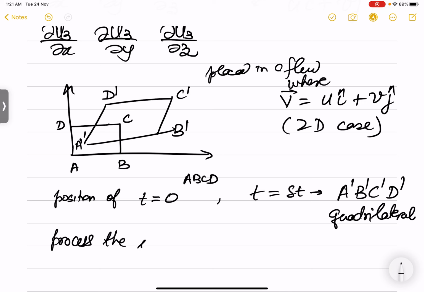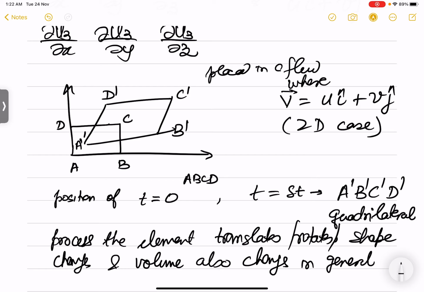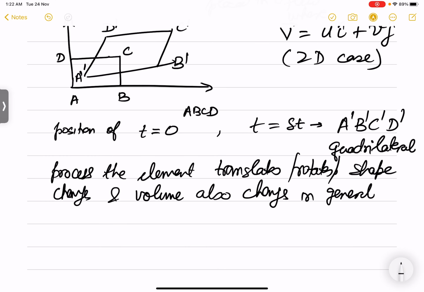And in this process, the element translates, let's say it also rotates, its shape changes, and its volume, and in this case the volume will be area multiplied by unit length, so volume also changes in general. So the element is fully being distorted.